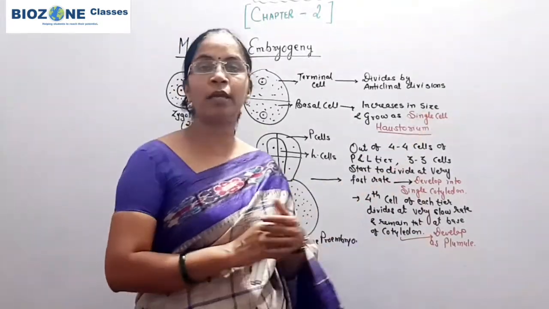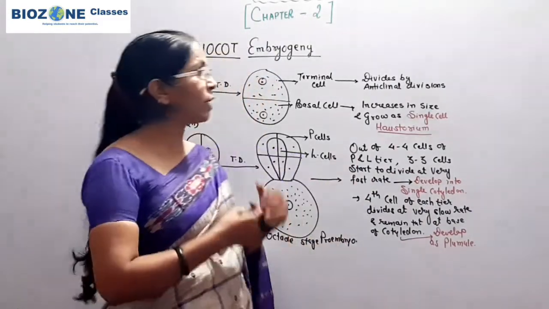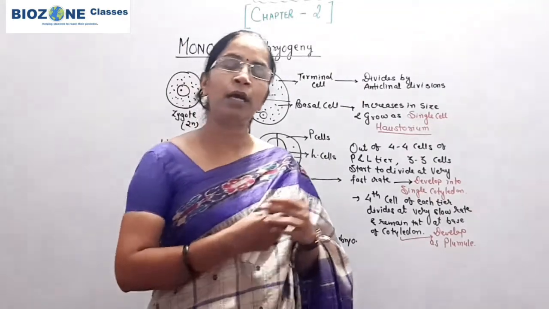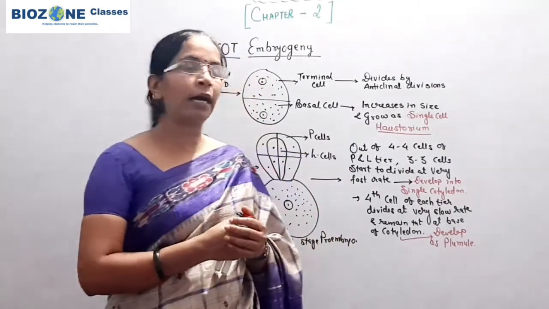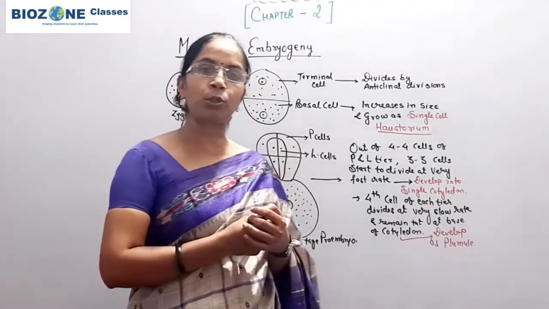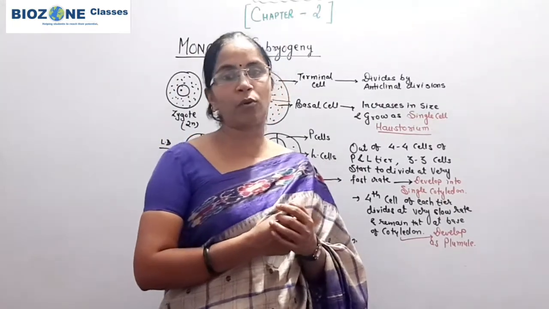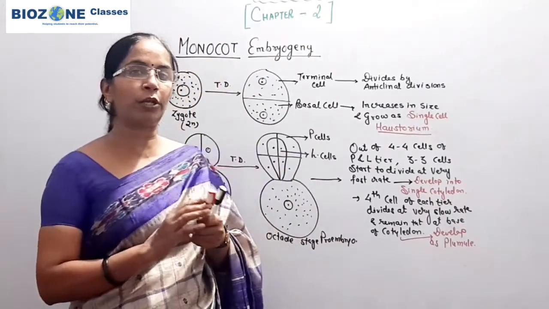So here we study directly the structure of the developed embryo, that is, how the monocot embryo appears at maturity, and what the plumule and radicle are. Two additional parts are also present in the monocot embryo: the plumule is protected by the coleoptile and the radicle, you remember, is protected by the coleorhiza.